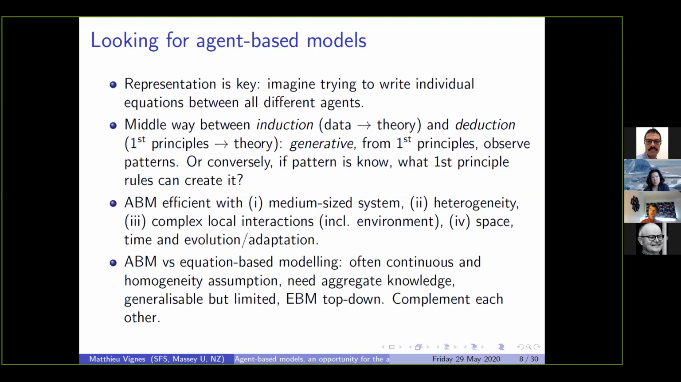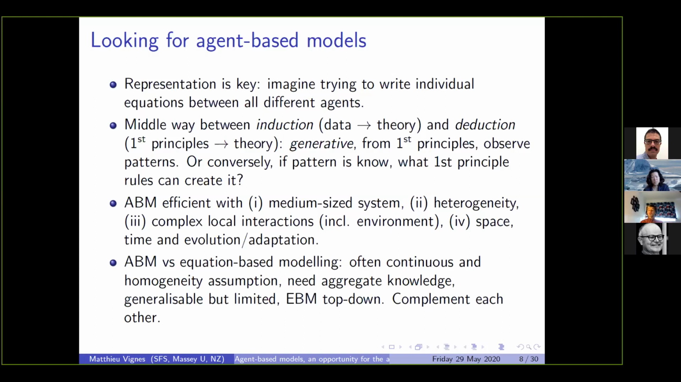Conversely, if the pattern is known, you can try and build these first principles, these rules, to create that pattern. Agent-based models are well suited when you have a medium-sized system, simply because if the system is too small, you don't have enough agents to create the observed pattern. And if you have too many agents, sometimes you don't see the pattern as well, or you have a big computational issue.